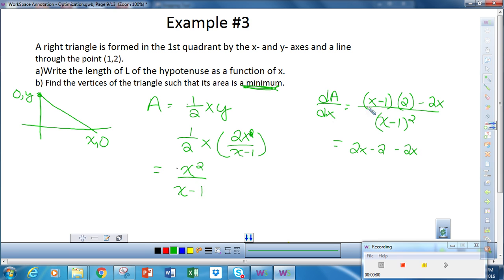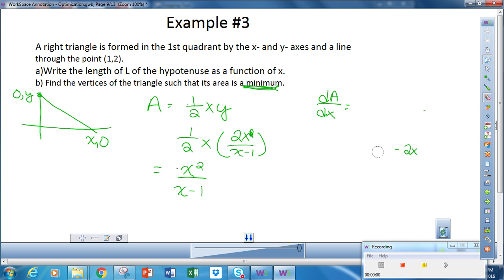Low times the derivative of high, which is 2x. I know I made a mistake somewhere. Low times the derivative of high minus high times the derivative of the low. Okay, I made a complete mistake. Let's start over again. Sorry.